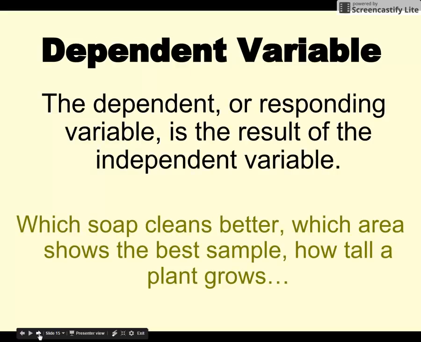The dependent variable or responding variable is the result of the independent variable. So based upon those choices the scientists make, these are the results or the dependent variables. So which soap actually cleaned better, or which area shows the best sample to make collections, or how tall the plant actually grew depending on how much water it was given. So these things the scientists cannot control. That's why it's called the dependent variable, because it kind of depends on the choices that the scientist makes.